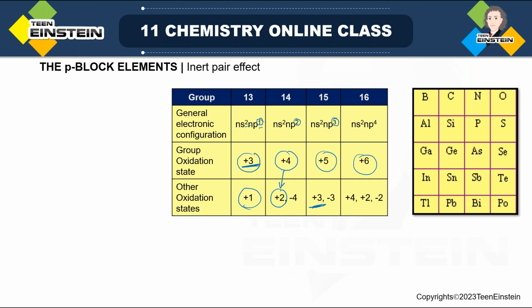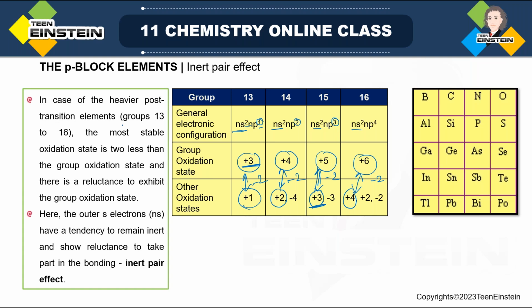So +4, +2, only this is related. No, don't consider the negative one. So 2 less, -2, right? So it is because of this inert nature of these ns2 electrons, right?